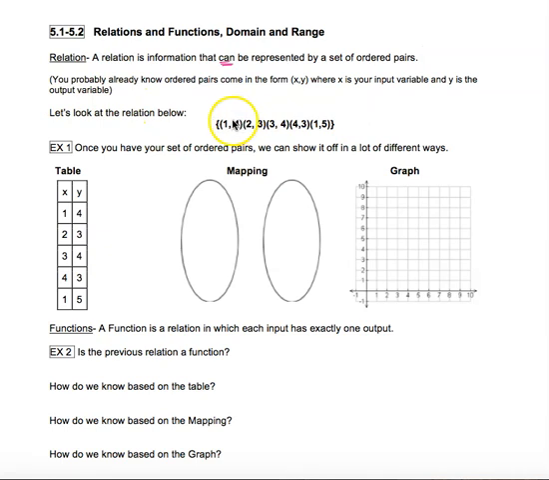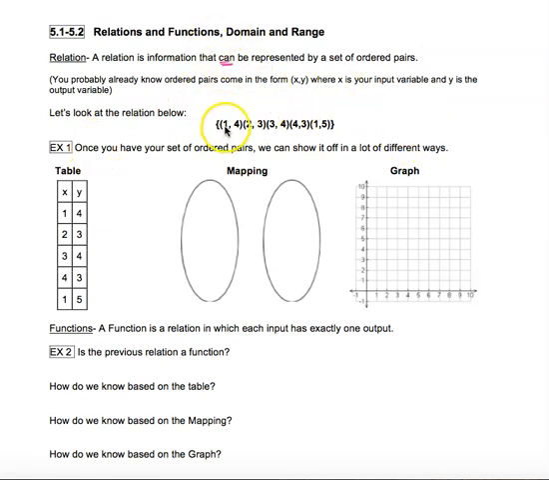So here is an example of a relation given to us in ordered pair format. Once we have a set of ordered pairs, there are lots of different ways that we can represent it. So one way is with a table. And again, in each of these ordered pairs, the first coordinate is your x, the second coordinate is your y, and the way that you match them up matters.